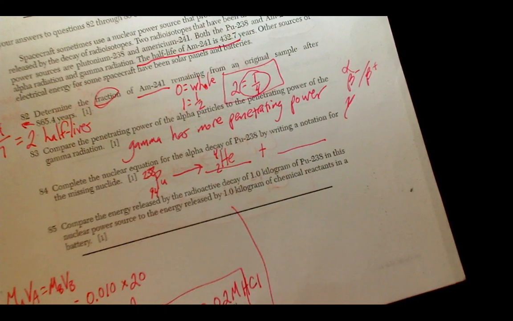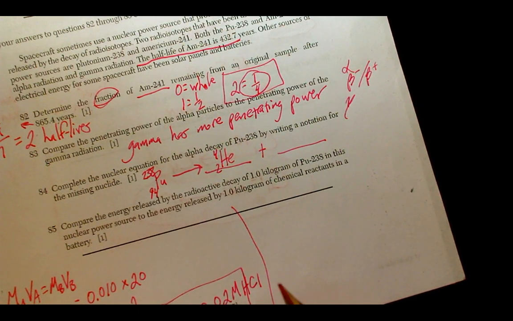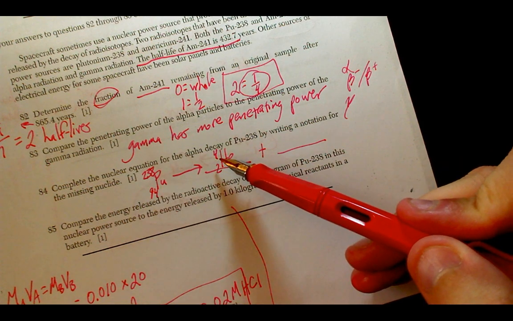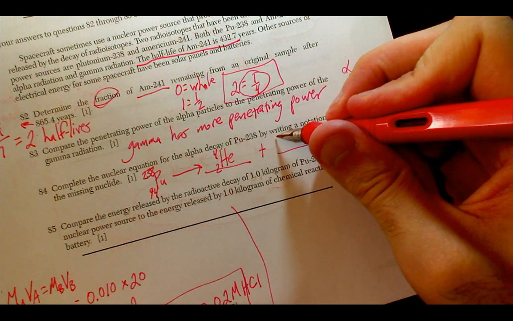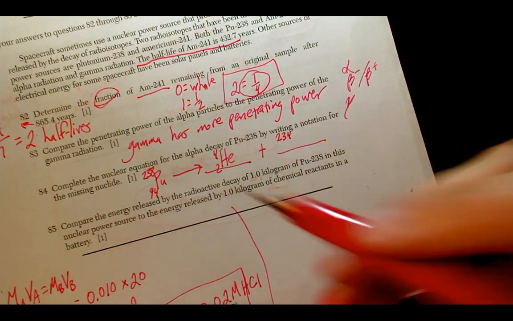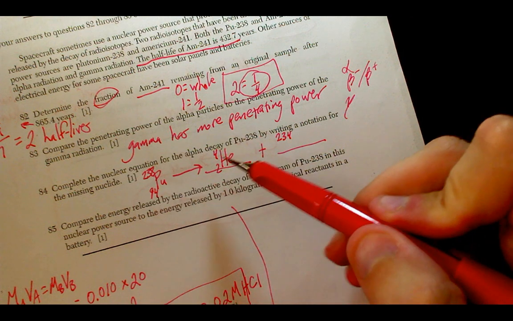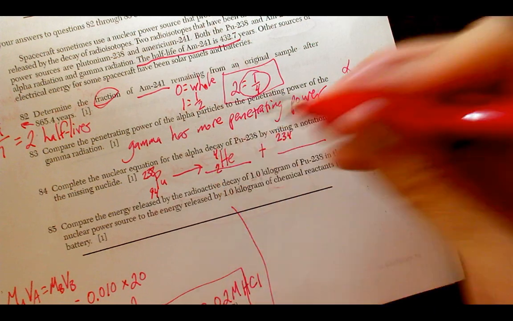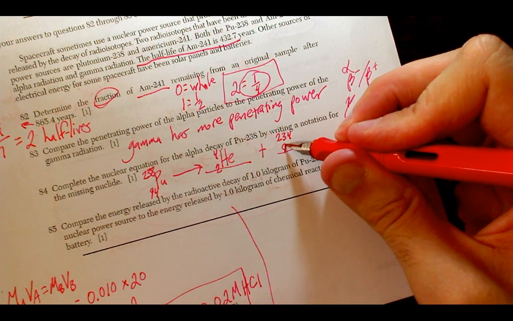And then you just have to fill in the last part, just like we did in those quizzes, just like we did in class. So you start off with a mass of 238. You lose something that has a mass of 4. What's left over is going to be 234 right here. You start with an atomic number of 94. You lose something that has an atomic number of 2. So the atomic number of the remaining piece is 92.